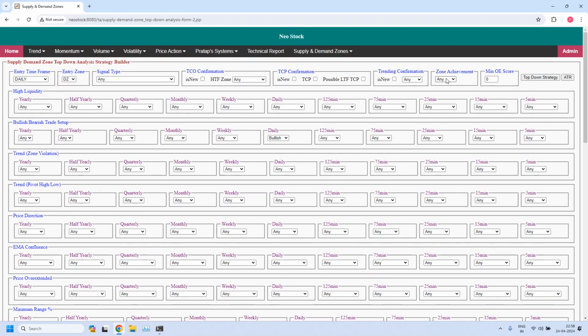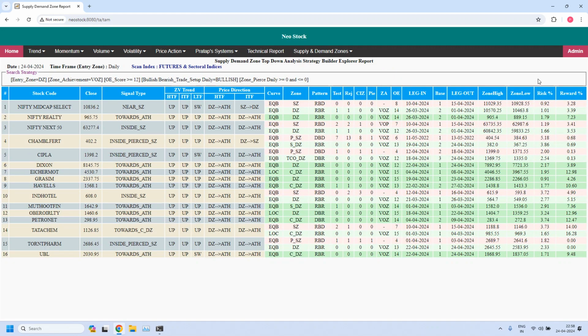Second filter I am going to set is zone achievement. So VOZ, the value is violated opposing zone. And the minimum odd enhancer score should be 12. For bullish or bearish trade setup, minimum score is 12. Now with these filters, we will generate the report.